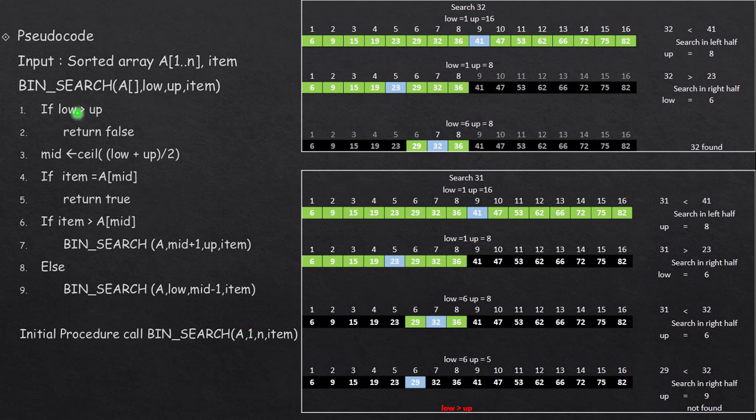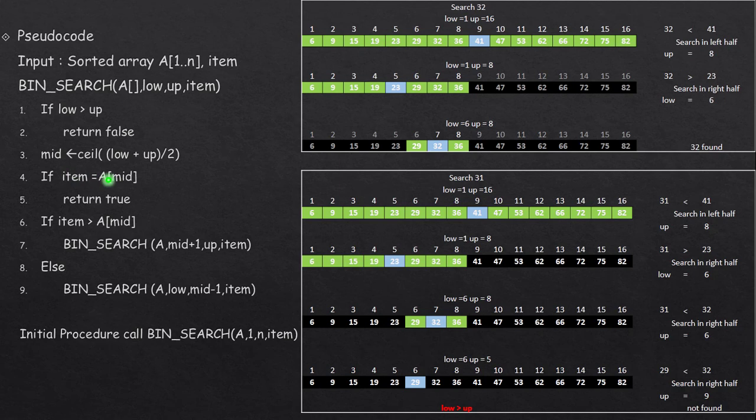So if low is greater than up, that is the anchor condition. This condition becomes true only when the element is not in the array. The mid is calculated using the formula ceil of (low plus up) by 2. I hope you know the function of ceil. Just imagine low is 1 and up equal to 16. In that case low plus up will be 17, and 17 by 2 is 8.5. Ceil means it will round up to the next integer, so 8.5 will be rounded to 9. So that's the function of ceil. That's how the index value of the mid element will be calculated.